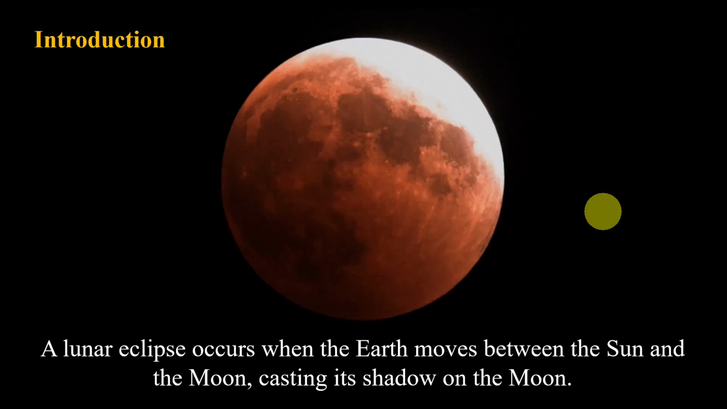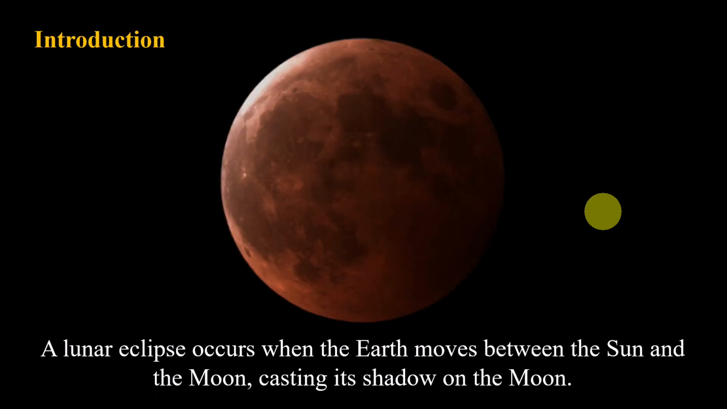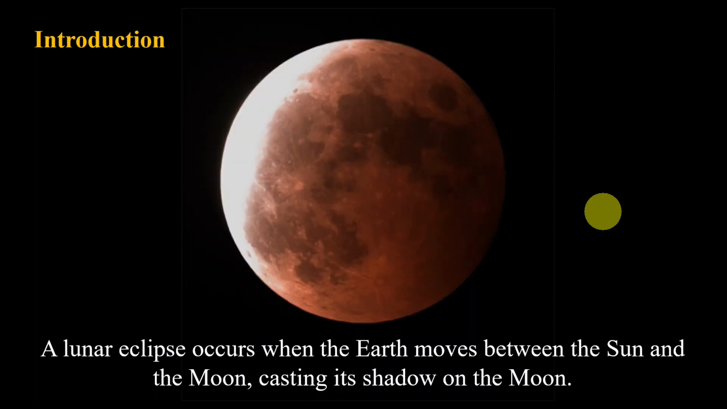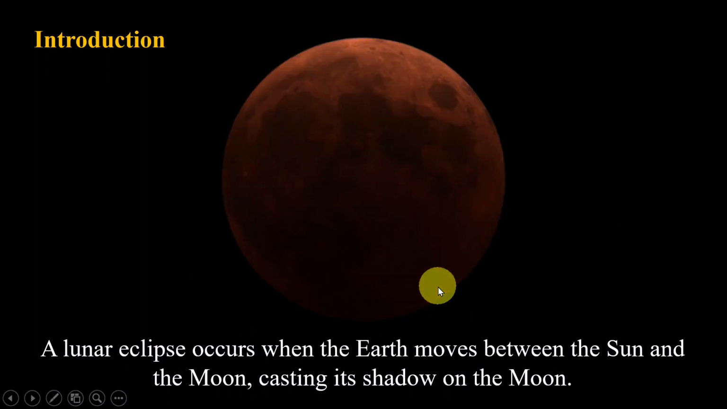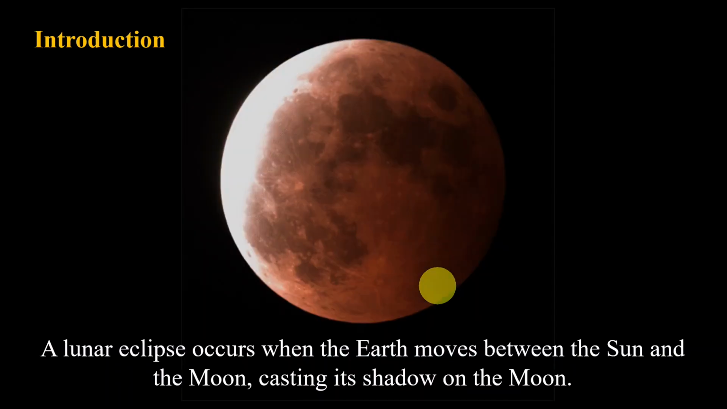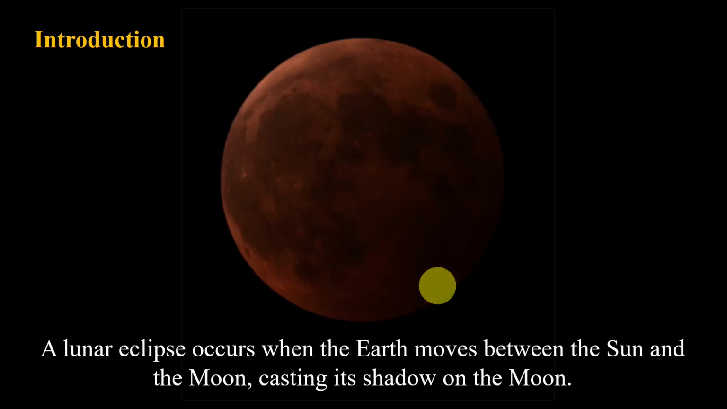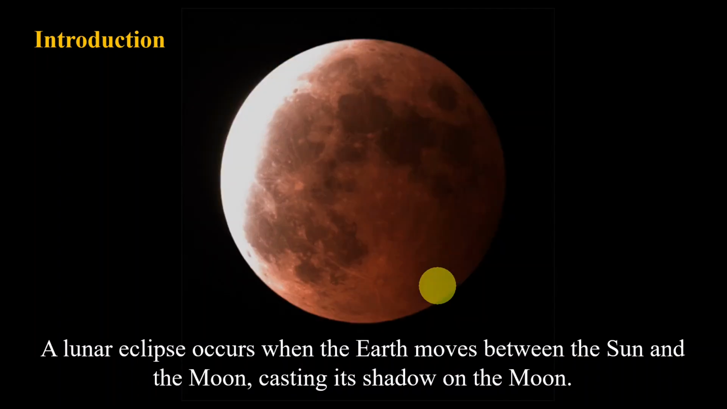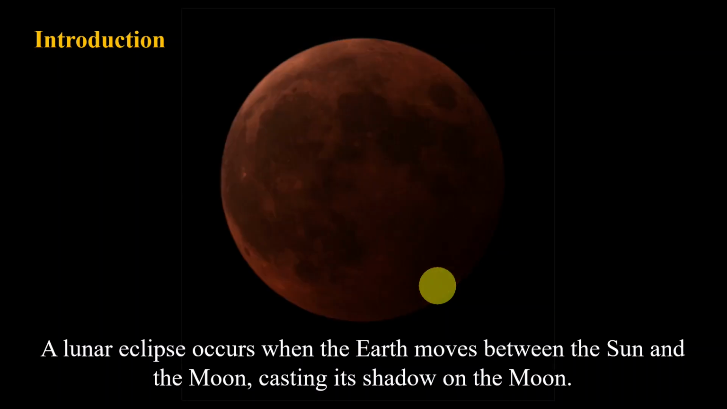So, introduction. What is a lunar eclipse? A lunar eclipse occurs when the Earth moves between the sun and the moon. Remember, for a solar eclipse, we have the moon standing between the sun and Earth. So for a lunar eclipse, we have Earth standing between the sun and the moon.